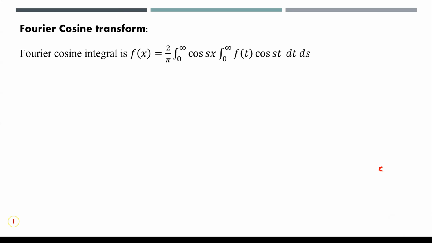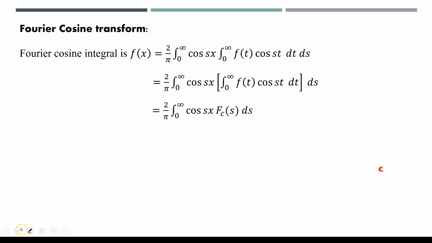Okay, now let us see what is Fourier cosine transform. To define the Fourier cosine transform, we use the Fourier cosine integral. Here the Fourier cosine integral is f(x) equal to 2 by pi integral 0 to infinity cos sx integral 0 to infinity f(t) cos st dt ds. Now using this definition, we can write all t terms within one bracket. So if you write all t terms, f(t) cos st dt with the integral 0 to infinity, within one bracket, that gives a Fourier cosine transform.